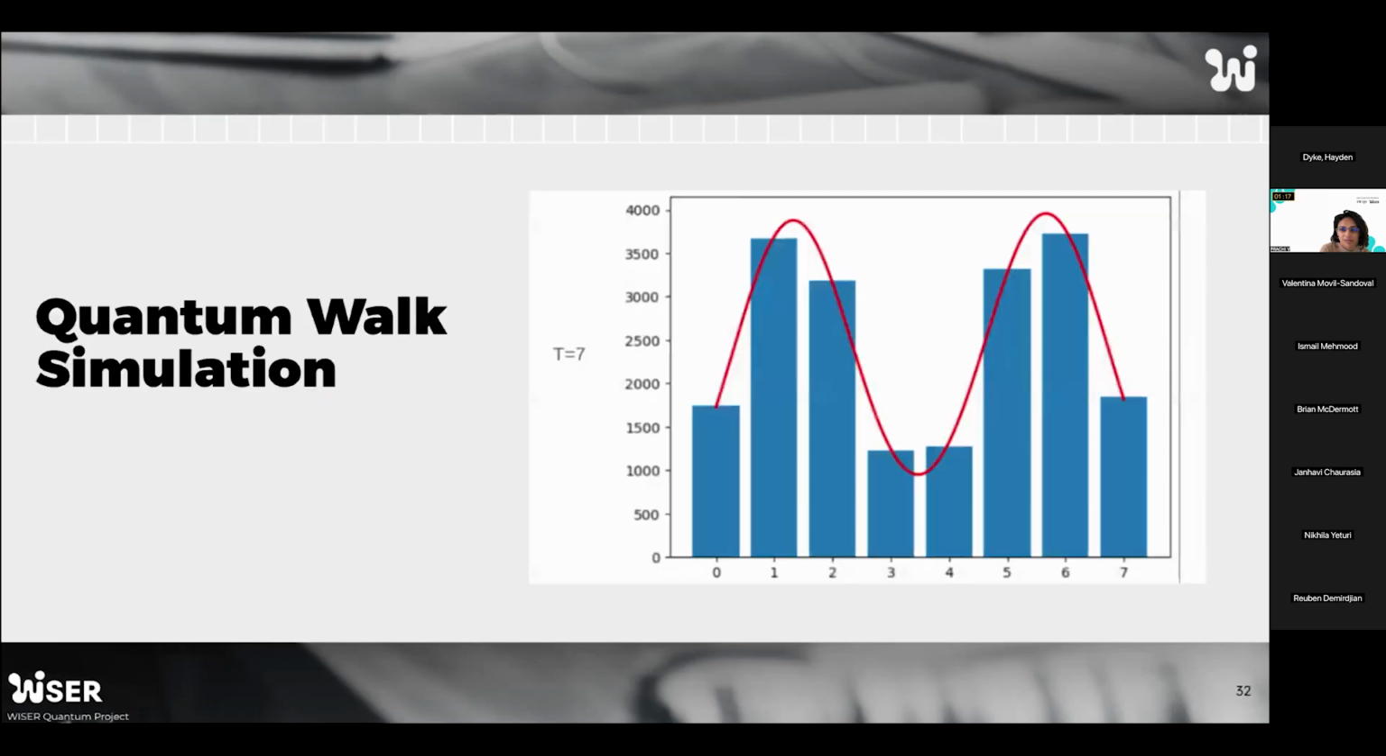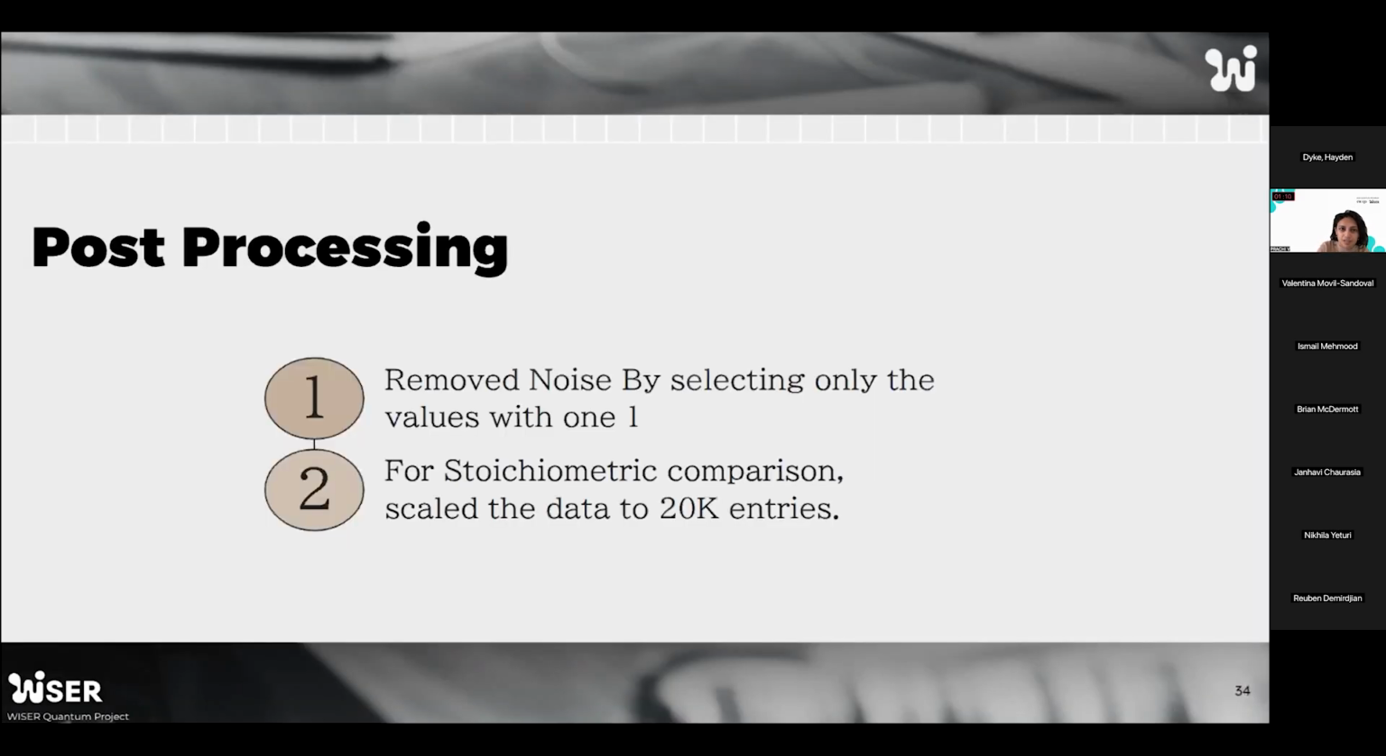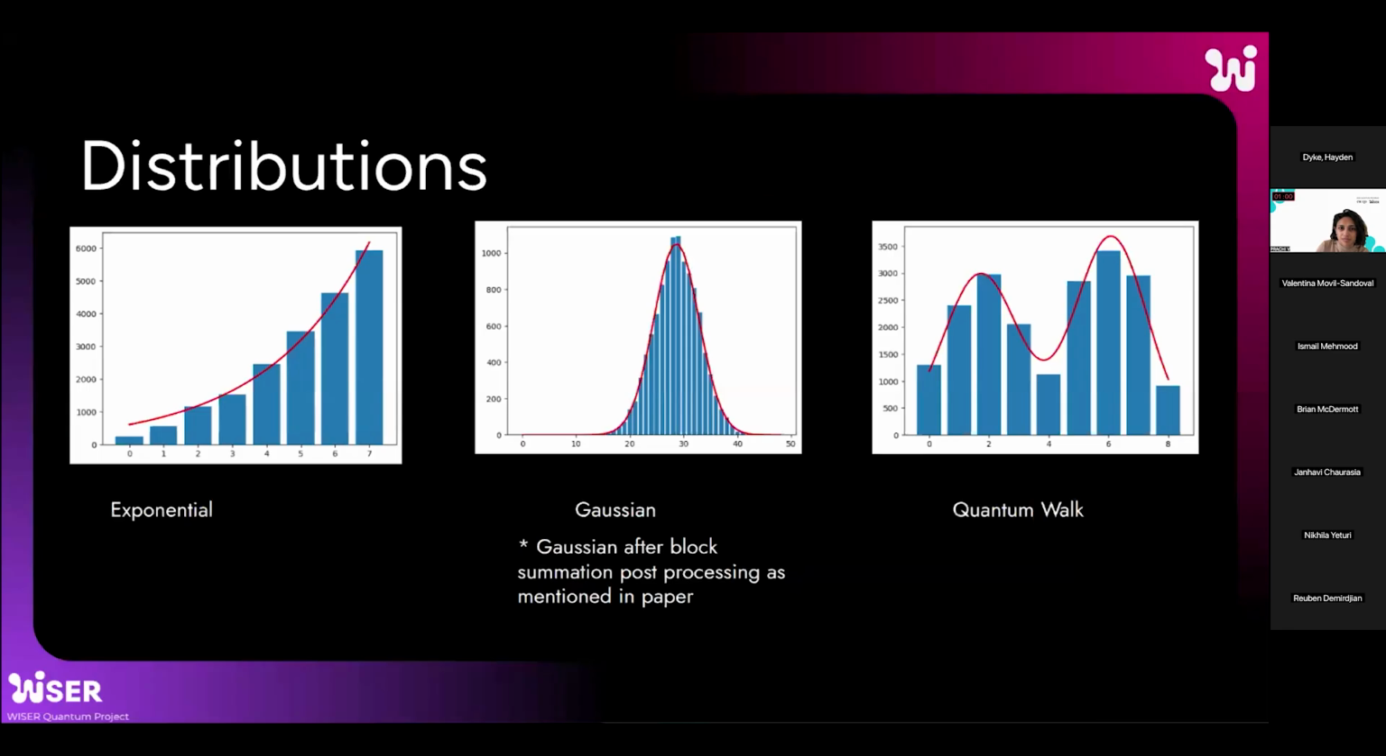And this is a quantum walk distribution snapshot. We ran this on the noisy models using the IBM Brisbane. For this, we removed all those data that had more than one, and we also scaled the data to 20K entries. And this is the snapshot of the distribution that we are getting on these noisy models.